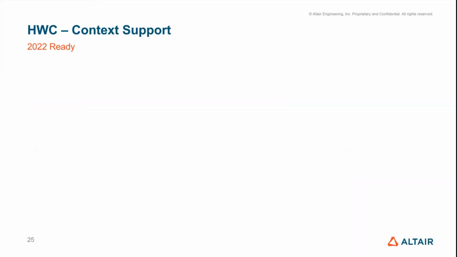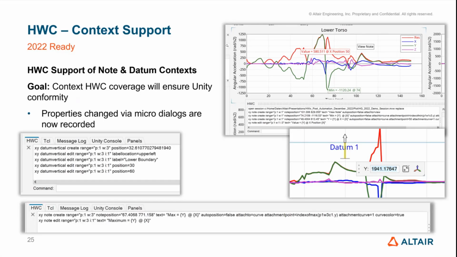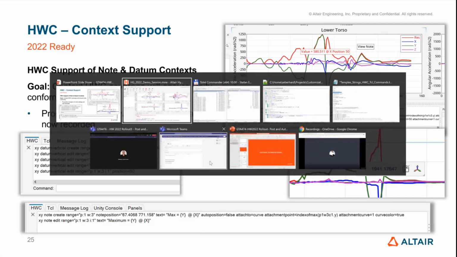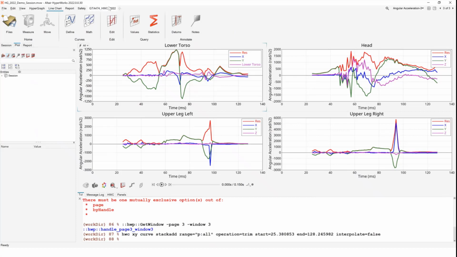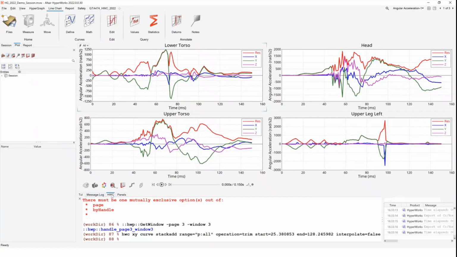So we now support contexts, node and datum contexts. To be unity conform here, whatever you do, when you change properties, create curves, or change properties via micro dialogues in a context, it will be recorded, and you can use these commands to execute this operation again.